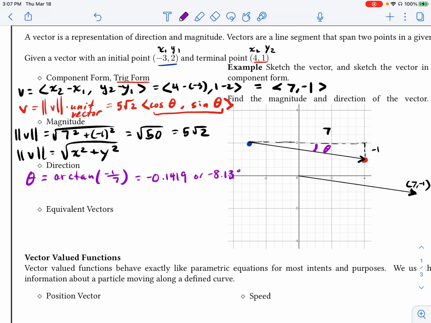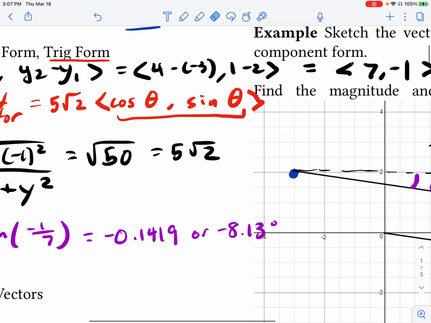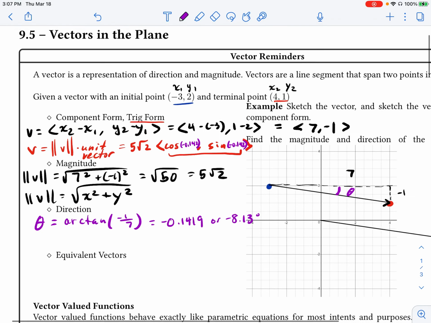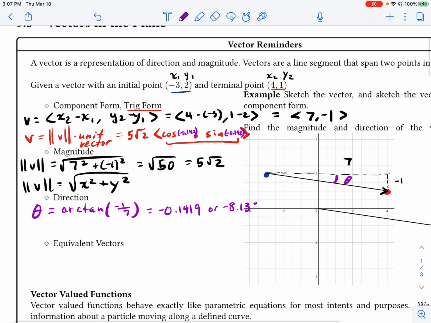So what we're going to do is just pretty much replace theta now for each of those. So I'm just going to go in here and replace those. So we're going to say negative 0.142, from just working in radians. So that is my unit vector. Now I multiply it by its magnitude, and that gives me the same vector now that it's written in trigonometric form.